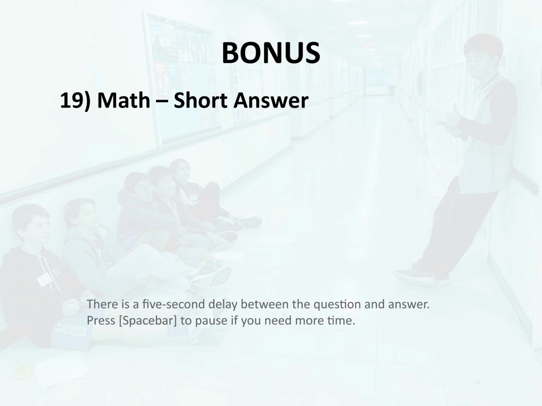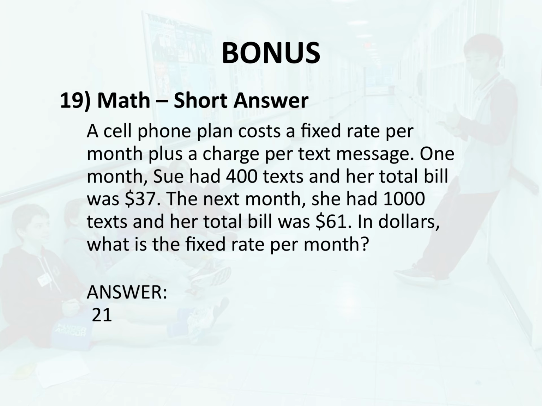Bonus, 19. Math, short answer. A cell phone plan costs a fixed rate per month plus a charge per text message. One month, Sue had 400 texts and her total bill was $37. The next month, she had 1,000 texts and her total bill was $61. In dollars, what is the fixed rate per month? Answer: 21.